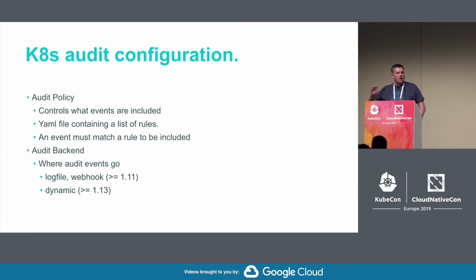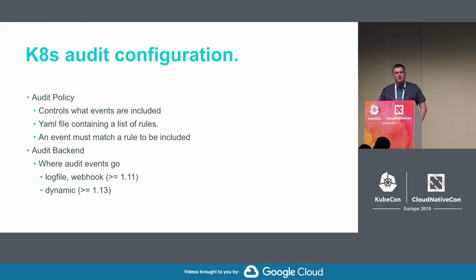The other piece is the audit backend, and that basically controls where the audit events go. You have a couple choices. It can go to log files, so just some log on the same machine where the API server is running. And you can also go to webhooks. You can configure saying, hey, when you get a bunch of audit events, go do an HTTP post to this URI, and then somebody else will take care of it from there. And that's all in 1.11.